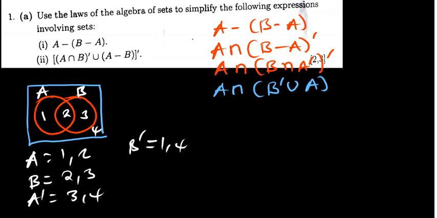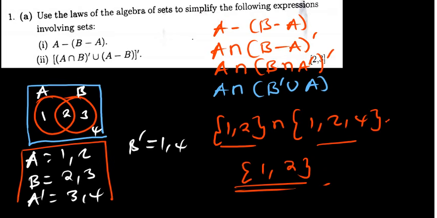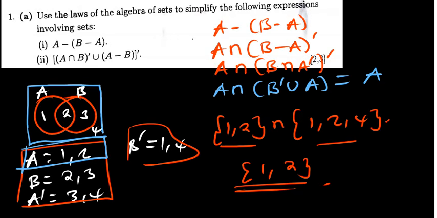When you do this, your A is 1, 2. Intersection. Here you have got B complement union A. You are just adding. So A is 1, 2, then B complement is 4, I just add 4. The intersection between this and that is 1 and 2. Now you go back to these and check which one is 1 and 2. 1 and 2 is A. Therefore my answer here is A.